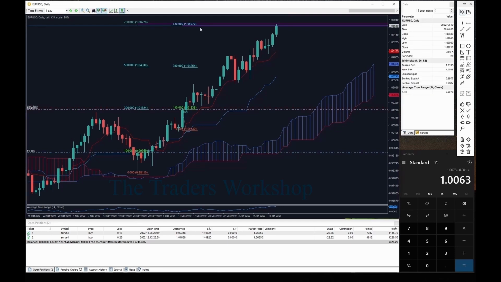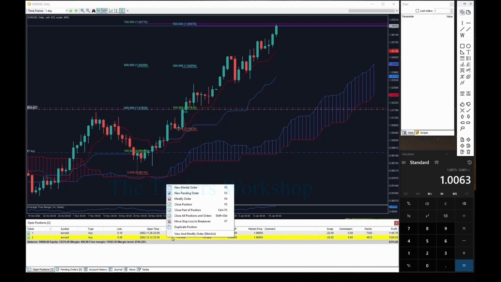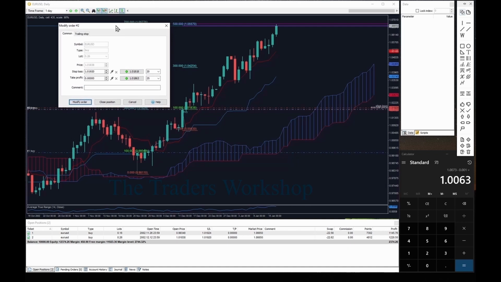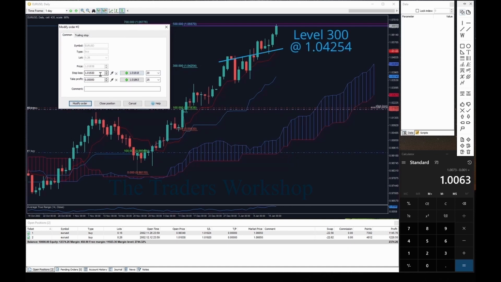Again, hover the mouse cursor on the ray line of the second position and check the description. And as you can see, the description says to move the stop loss to level 300 if the price action hits the level 500. Currently, this is where the stop loss for the second position is. Now let's modify the stop loss for position 2. The new stop loss price should be at level 300, which is at 1.04254. And click Modify Order.